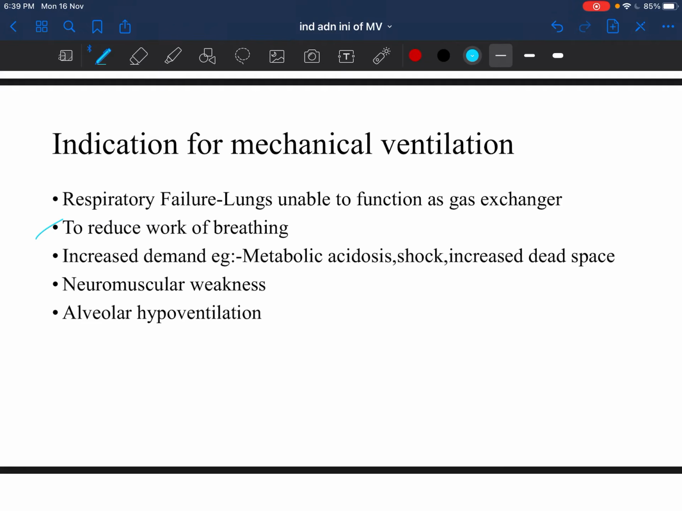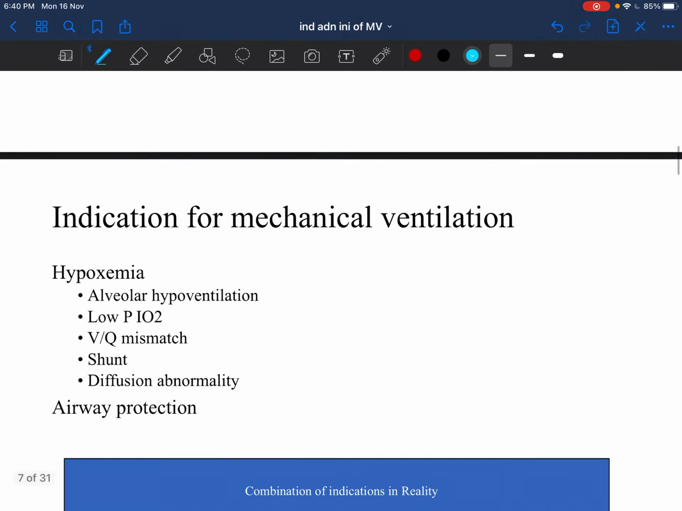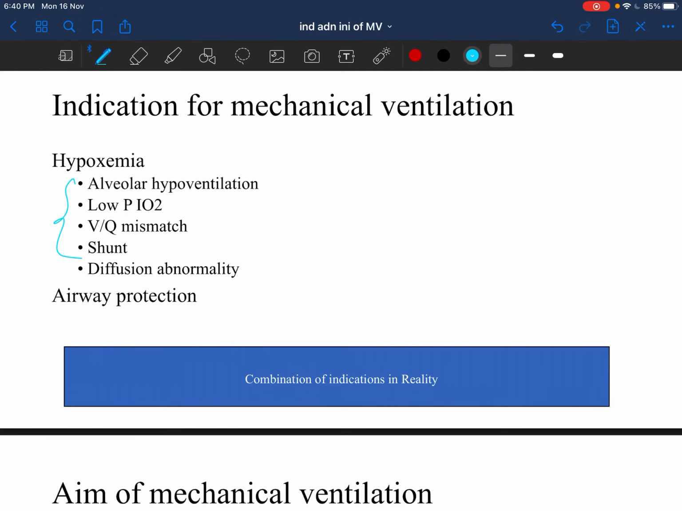So initially there will be too much work of breathing, then the patient fatigues out, the respiratory muscles fatigue out, and ultimately the patient can stop breathing. So you don't want the patient to go to that level, so you shift some of the work of breathing from the patient's end to the ventilator end. There can be increased demand, as in case of metabolic acidosis, shock, neuromuscular weakness we discussed, alveolar hypoventilation we discussed, hypoxemia, all the causes we discussed, and for airway protection. If the patient does not have enough central responses, then the patient can aspirate his or her own secretions, right? So for that sake, you need to place a tube to protect the airway.